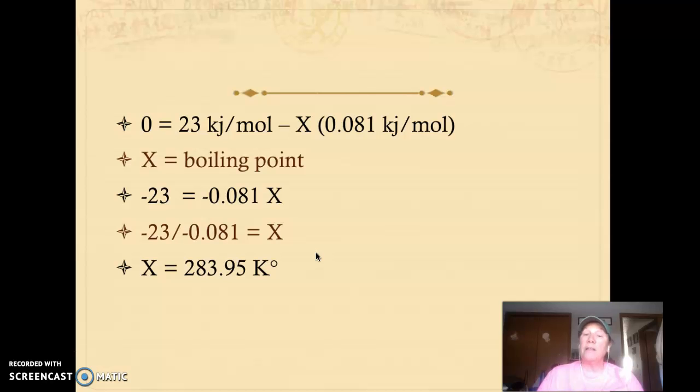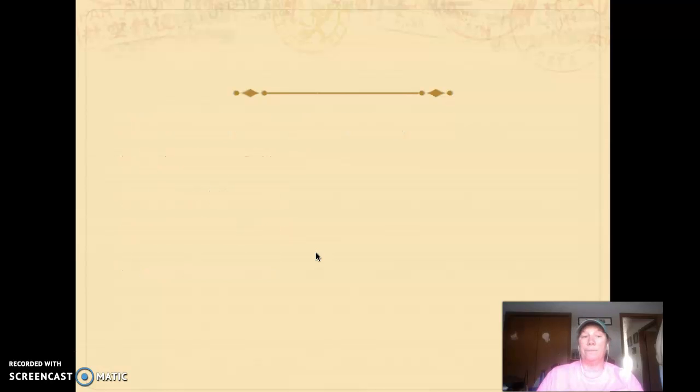So anytime you want to find the boiling point of a substance, you can use the Gibbs thing by setting it to 0. That's when it's at equilibrium, and then just solve for X. Okay, so that's another thing you can do with the Gibbs free energy. And again, delta S and delta H are easy to figure out. You just look up the numbers in the chart.